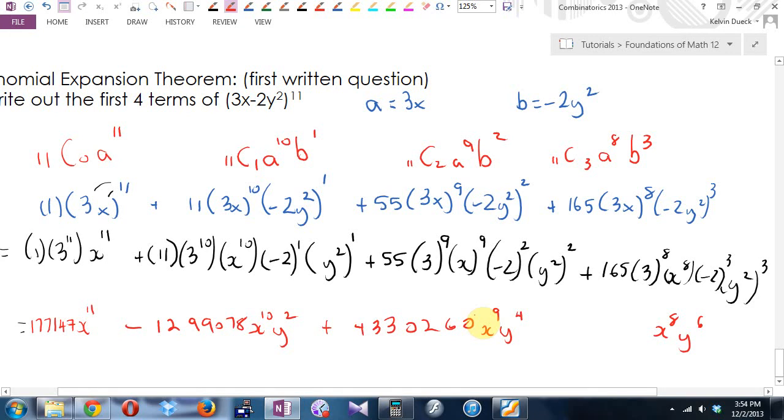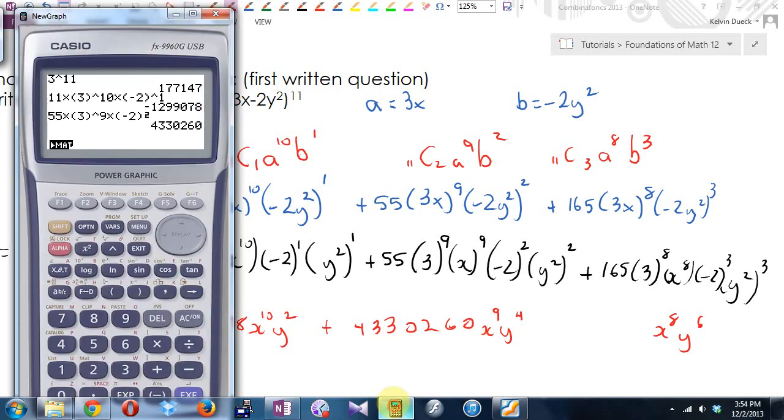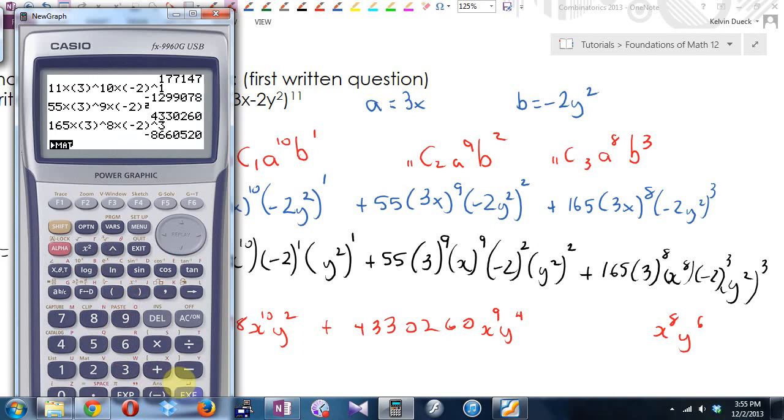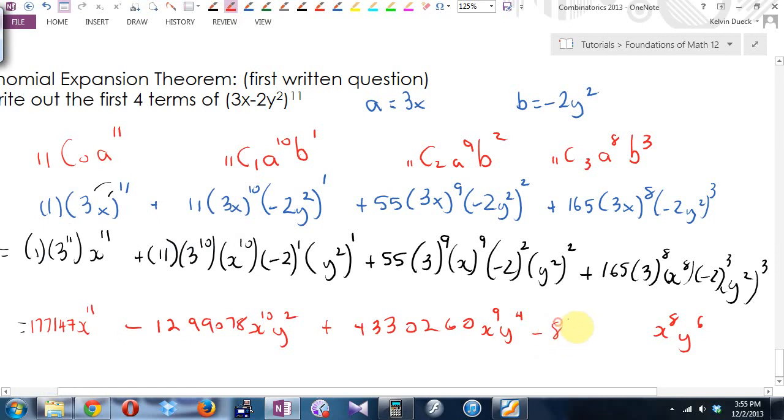The fourth term, by the way, can you see ahead of time the fourth term is going to be negative? Because here's my negative, and this exponent out here, is it odd or even? It's odd. When you go negative times negative times negative, you get one negative left behind. I figured it's going to be positive, negative, positive, negative. It's going to be 165 times bracket 3 to the 8th times bracket negative 2 to the 3rd. And I get negative 8,660,520. And then don't forget the x to the 8th, y to the 6th.